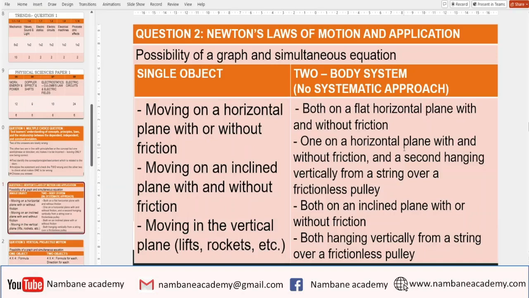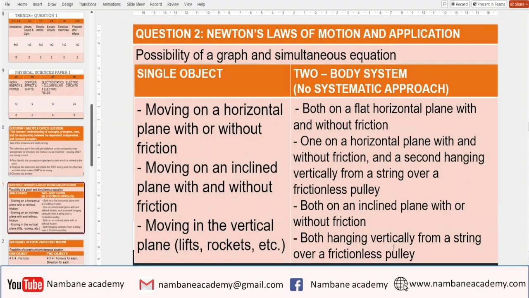rope. Both of them can be on a flat horizontal surface. One can be on the horizontal and one hanging. The one hanging should be hanging vertically, or maybe both can be on an incline, and then there will be a string, with or without friction. And then one can be where we have both hanging.